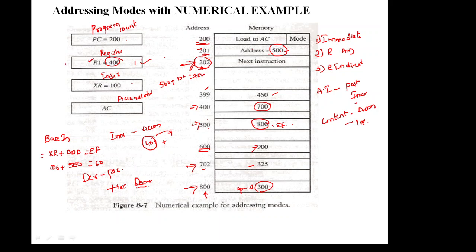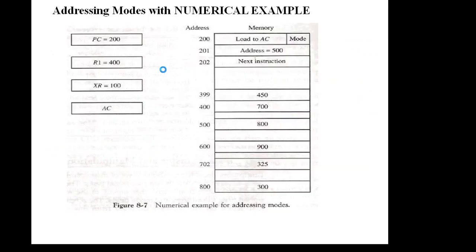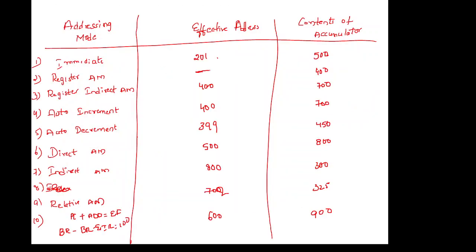So here R1 is the register. The contents of the register is 400. Here the address is not specified and the contents of the accumulator is 400.